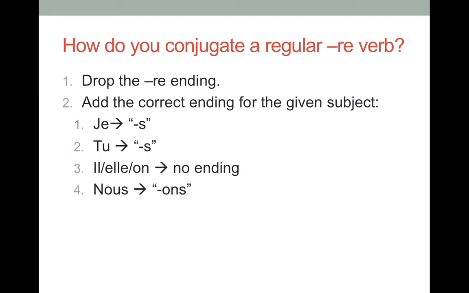For nous, we add ONS. For vous, we add EZ. And for ils and elles in the plural, we add ENT. You'll notice that these three, for nous, vous, and ils, elles, look very similar to how we would conjugate a regular ER verb. So it's the same for RE. The ones that are different between ER verbs and RE verbs are these three, for je, tu, and il, elle, on.